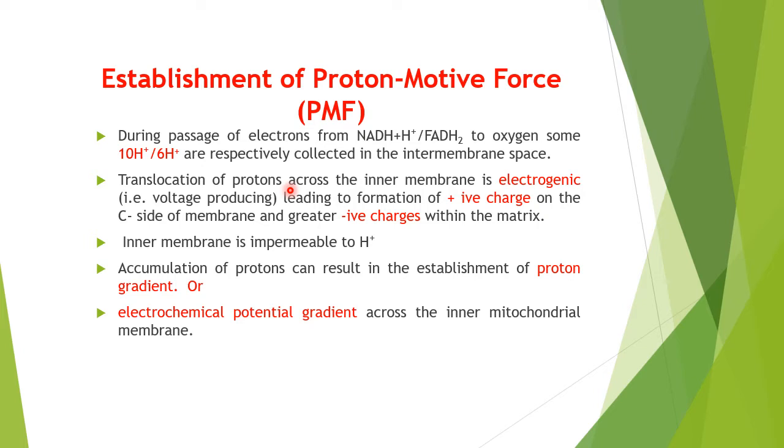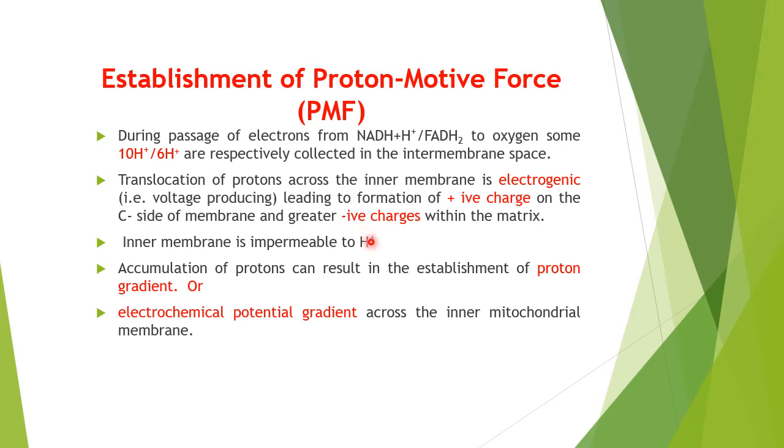Translocation of protons across the inner membrane is electrogenic, that is voltage producing, leading to a formation of a positive charge on the C side of the membrane and a greater negative charge within the matrix. So there is a difference in the potential now. The mitochondrial inner membrane is basically impermeable to protons.